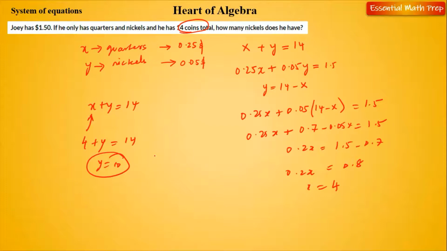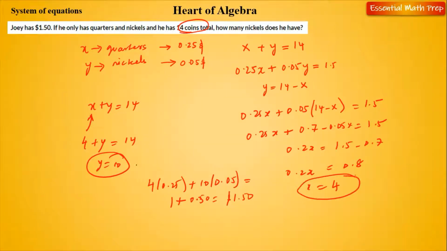If you need to proof check your work, you can do that. That will be basically 4 times 0.25 plus 10 times 0.05. See if that adds up to 1.50. If it doesn't, then you've made a mistake. So 0.25 times 4 is $1, plus 50 cents. So $1.50. So I've done my math right. So how many nickels do we have? 10.